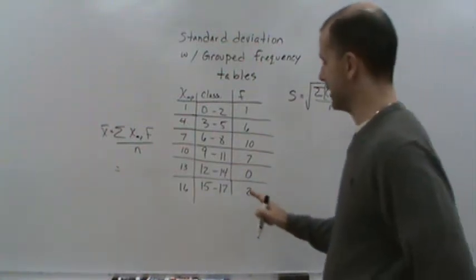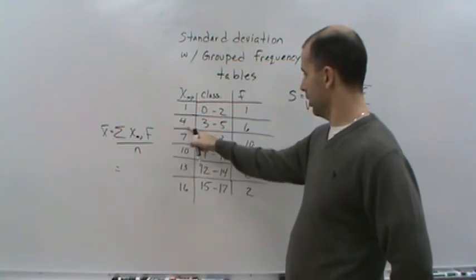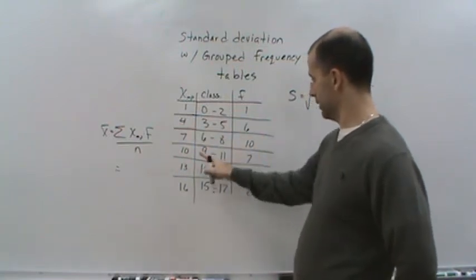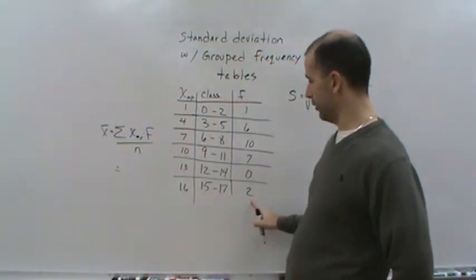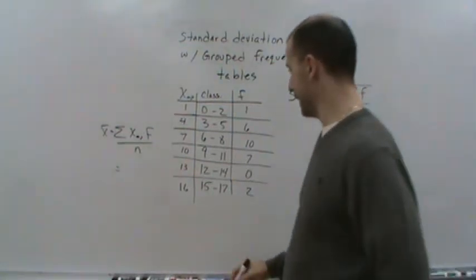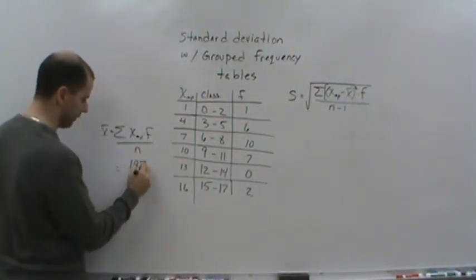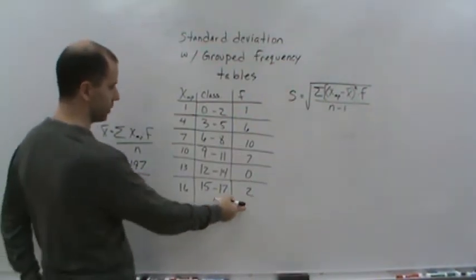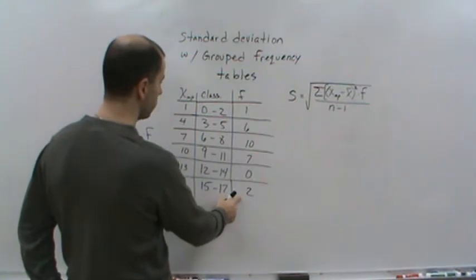Okay, so if we take these two numbers here and multiply them, we get 1, 24, 70, 70, 0, and then 32. And if we add those up, we get 147, or excuse me, 197. So the numerator here is going to be 197 divided by n, which is the sum of the frequencies, right?